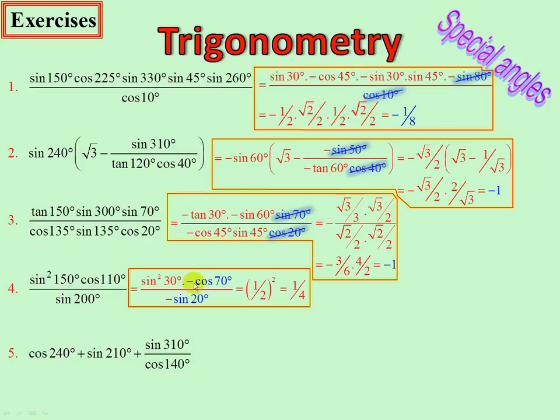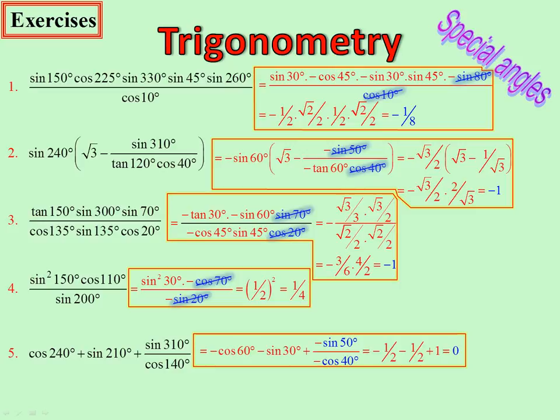Cos 110 goes to negative cos 70, sine 200 goes to negative sine 20, and you'll notice once again co-ratios of numbers adding up to 90 degrees. They're equal. And one final case of that is when you reduce sine 310 to negative sine 50, cos 140 to negative cos 40, those two are the same. So therefore it cancels, and this ends up giving you just plus 1.